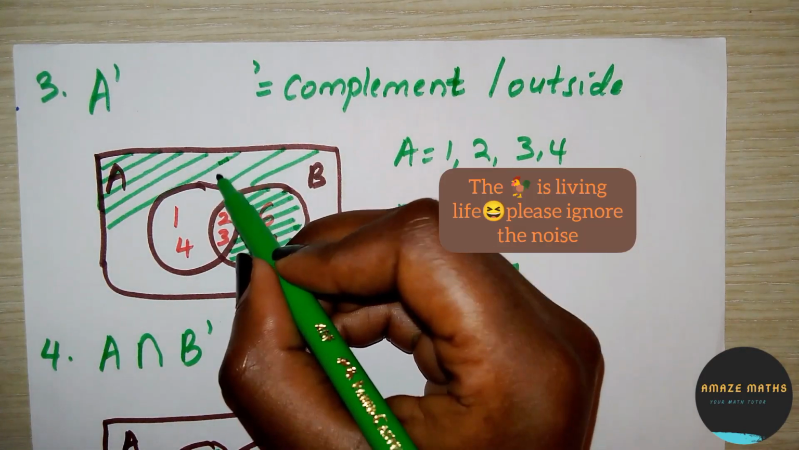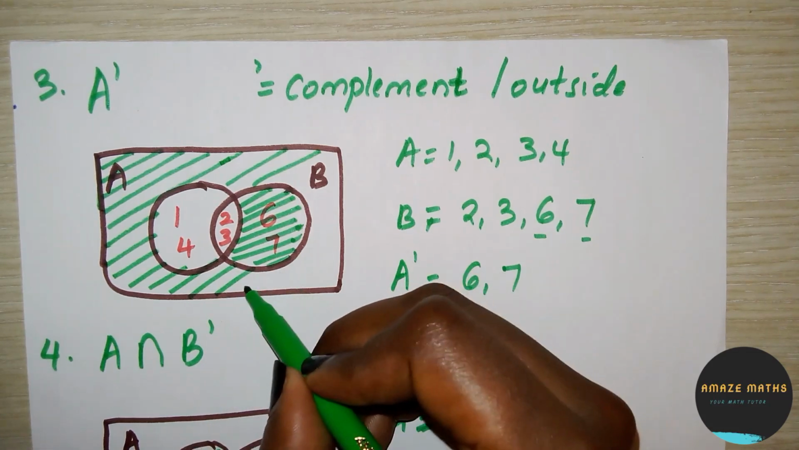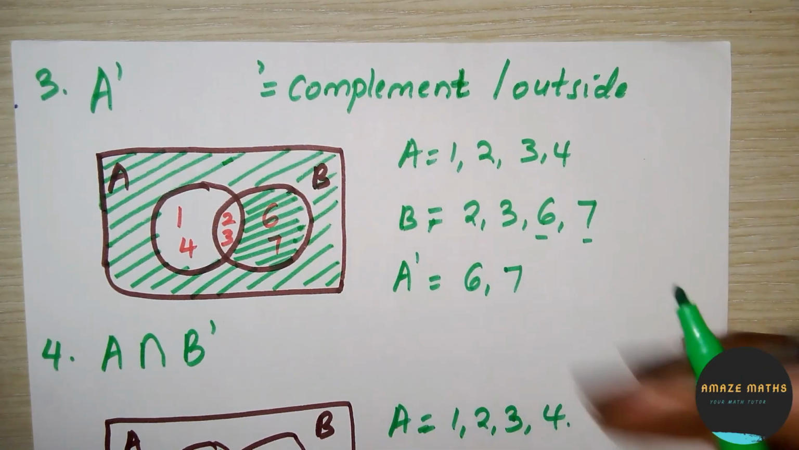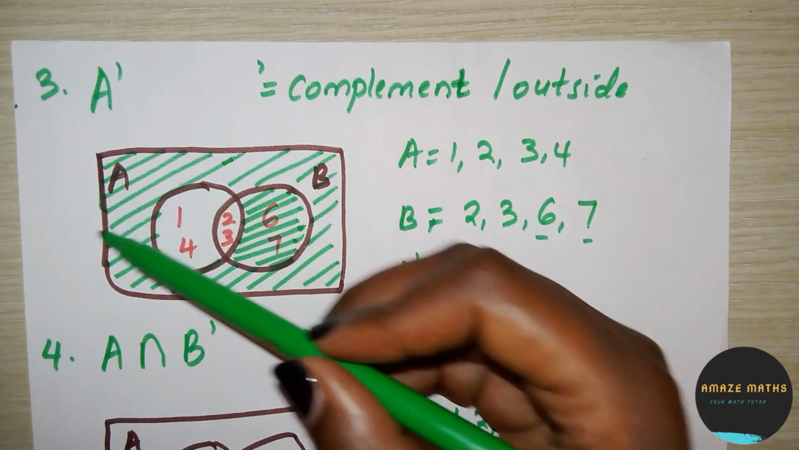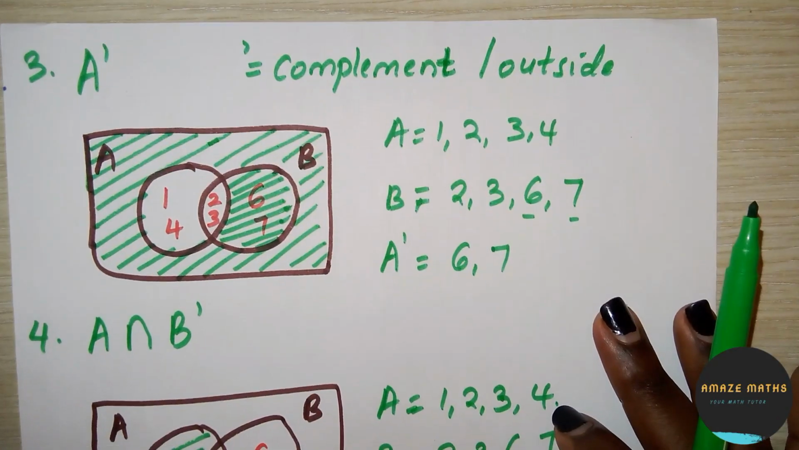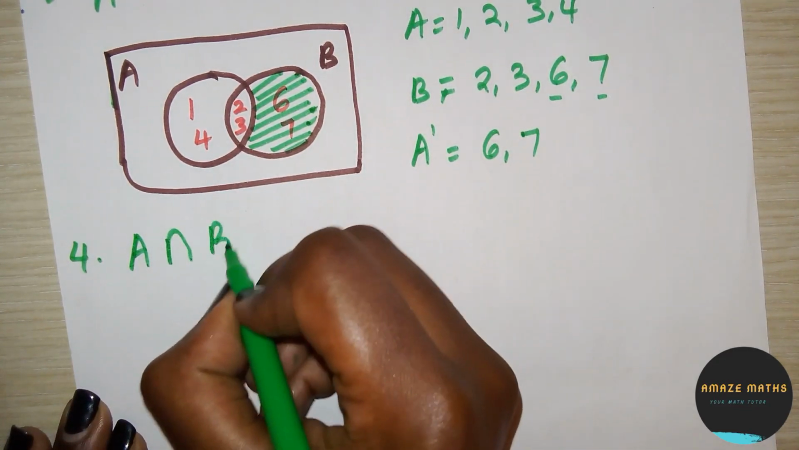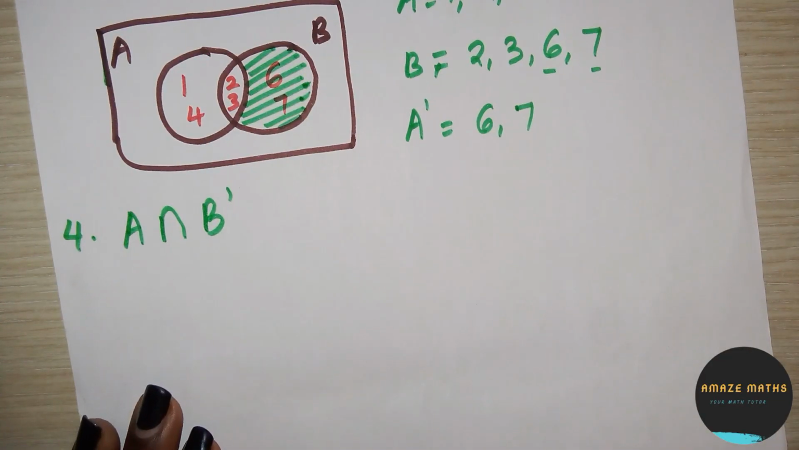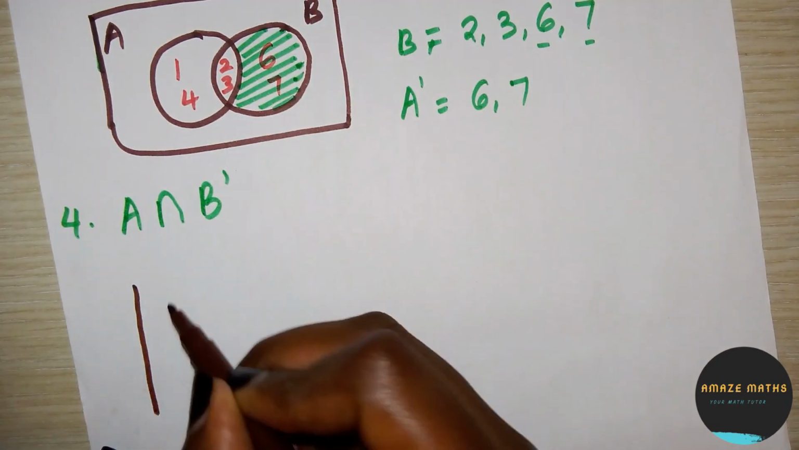For number 3 we need to shade outside of A and B, because you want everything outside of A, and this is A. So everything outside, including this region. Okay. Number 4, now we have A intersecting with complement of B. A intersecting with complement of B. Once again, we draw the Venn diagram.